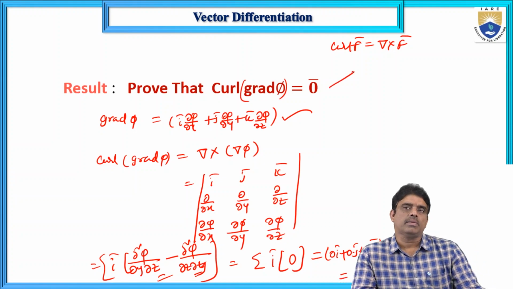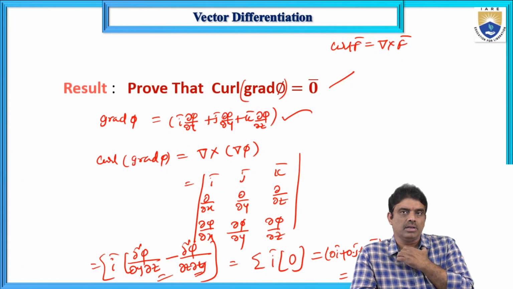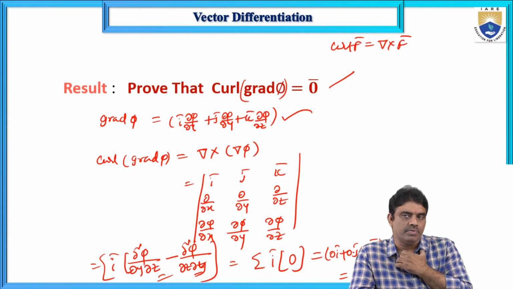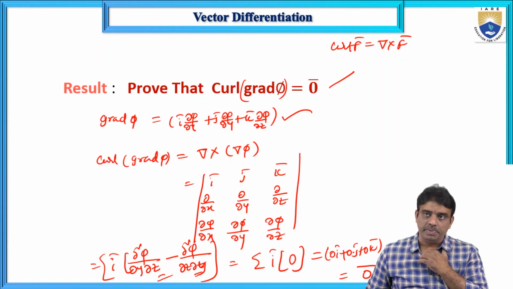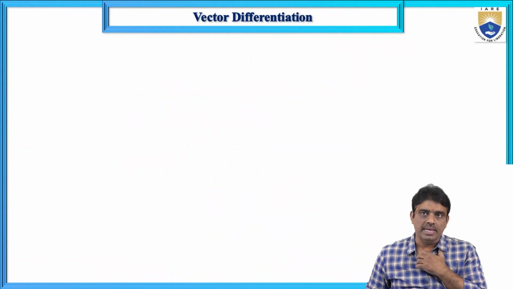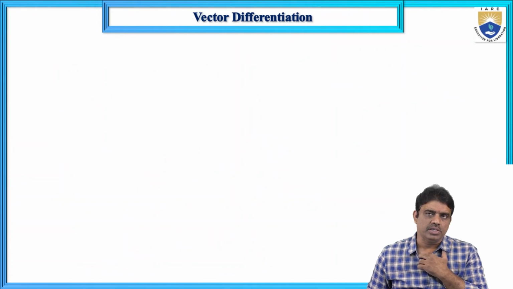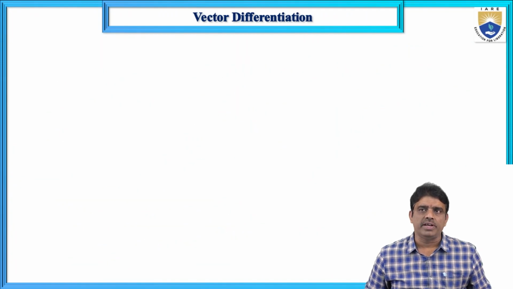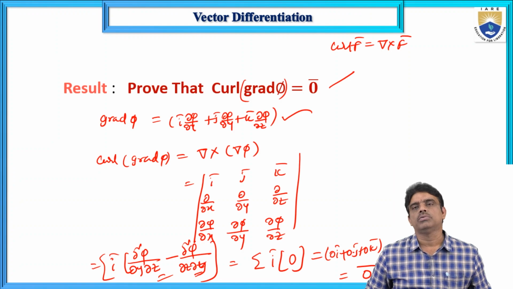So the last result: curl grad phi is equal to 0 bar. So what is the previous result? Div curl f bar is 0. Div curl f bar is equal to 0 and curl grad phi is also 0.